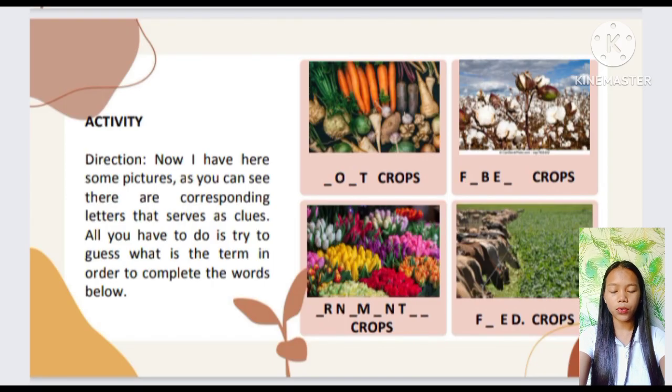Now for the short activity and the direction, I have here some pictures. As you can see, there are corresponding letters that serve as clues. All you have to do is try to guess what is the name of the illustration in order to complete the words below. You can refer to the pictures presented at the right side of the screen.